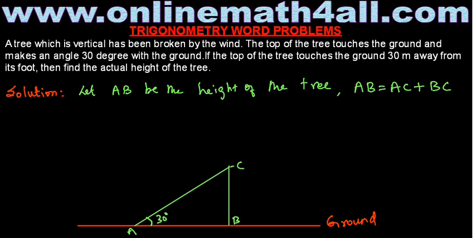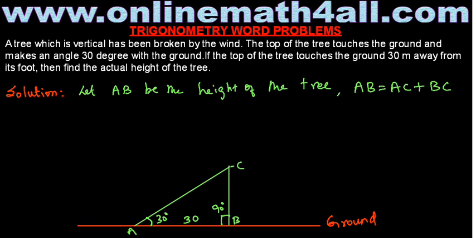And another important point, that is the third information. So the top of the tree which touches the ground is 30 meter away from the foot. So B is the foot and A touches the ground. So this point A will be 30 meter away from B because that is the foot of the tree. So this length will be 30. And clearly the angle B is 90 degree because it's vertical.